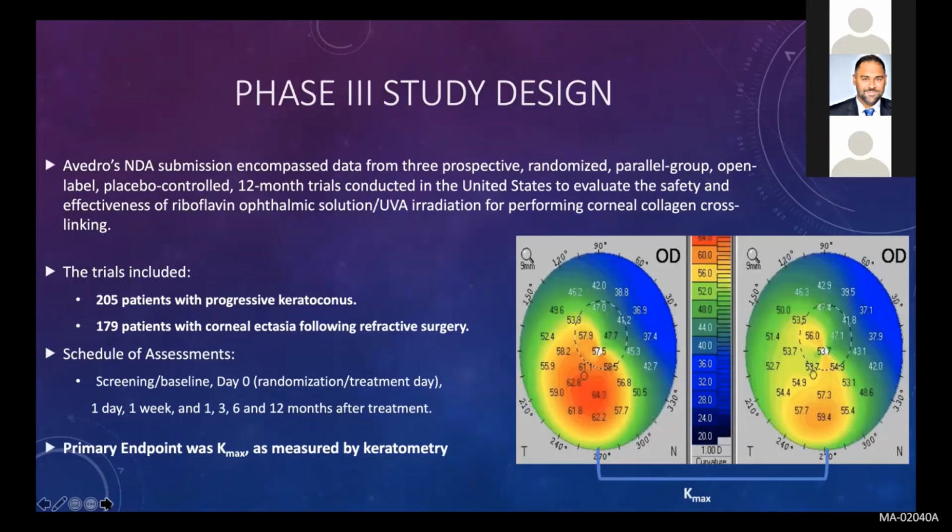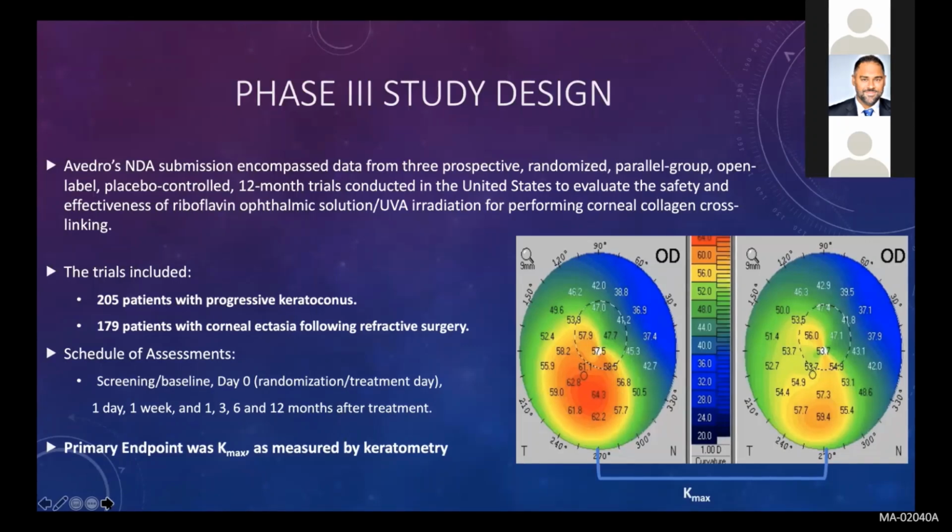So Avedro took some of this information and enrolled in an NDA submission which encompassed data from 3 prospective, randomized, parallel group, open label, placebo-controlled 12-month trials that were conducted in the US to evaluate the safety and efficacy of riboflavin and UVA for performing corneal cross-linking. These trials included 205 patients with progressive keratoconus and 179 patients with corneal ectasias following refractive surgery such as LASIK.